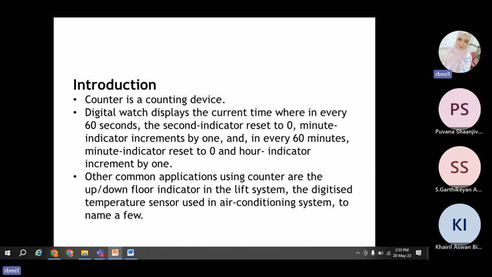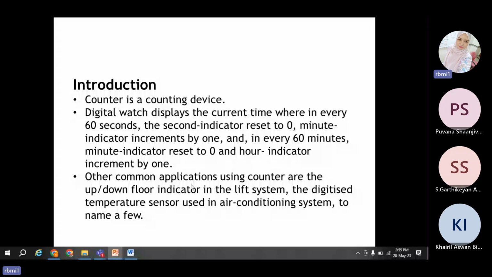system. Okay, and we use digital circuits to create more complex systems, such as timers, sequencers, and digital processors. Okay, we can say it is a counting device.